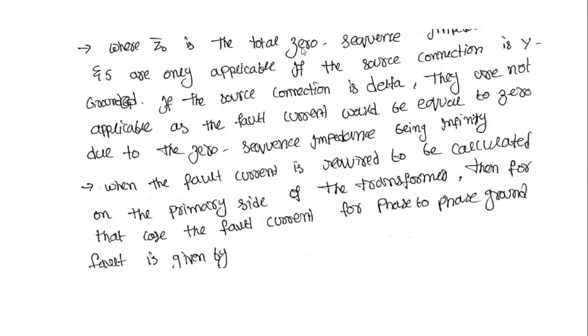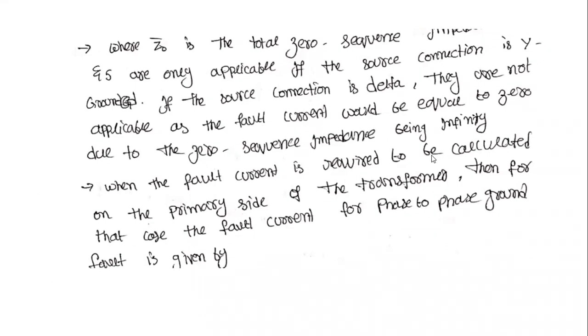Where Z0 is the total zero sequence impedance. Equations number 4 and 5 are only applicable if the source connection is star grounded. If the source connection is delta, they are not applicable, as the fault current would be equal to 0. Why? Because the zero sequence impedance will tend to infinity.